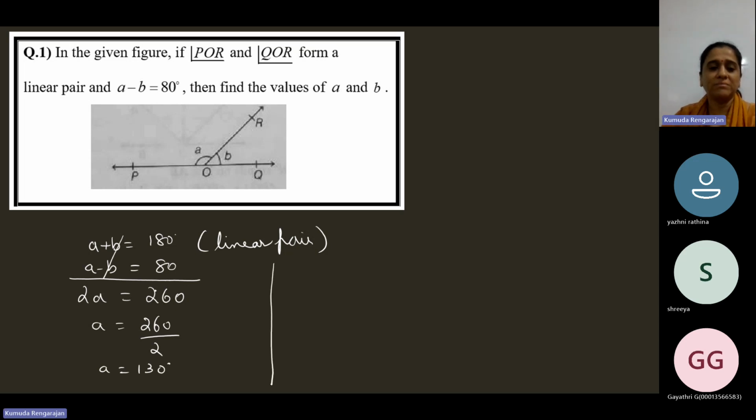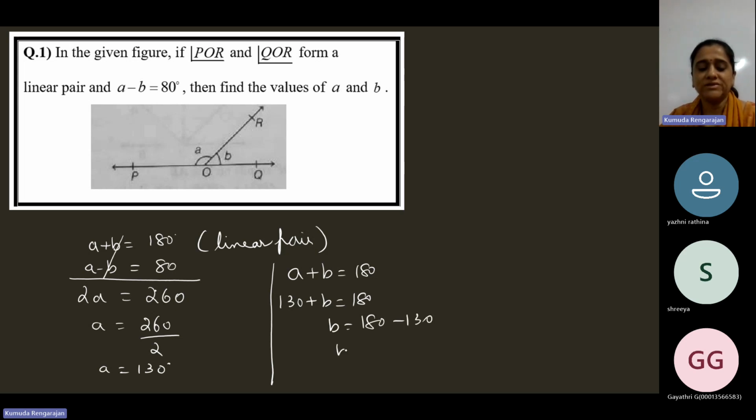Then how to find B? Now we know that A plus B is equal to 180 degrees. Now A is 130. 130 plus B is equal to 180. So B is equal to 180 minus 130. B is equal to 50. Very good. Please complete.